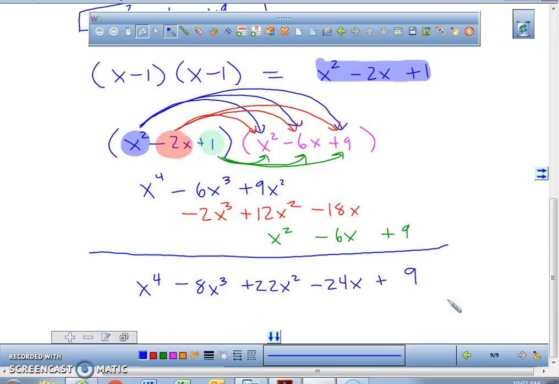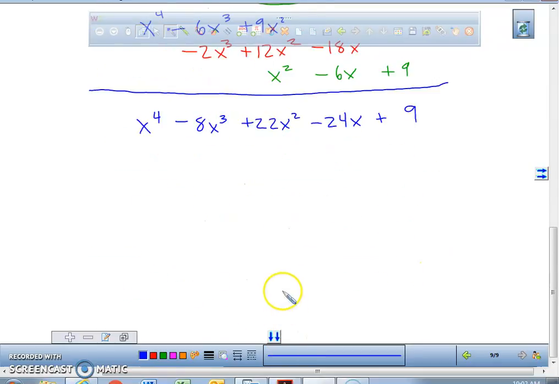You know why we're not done? No. Hold on. Right under here, I'm going to rewrite this: x to the 4th minus 8x cubed plus 22x squared minus 24x plus 9. Remember, I said you're going to need a whole lot of room to do this problem.